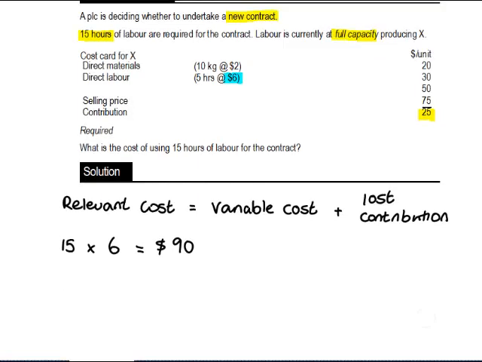Okay, so let's turn our attention to the lost contribution from not making units of X. Now, there's a couple of different ways that we can go at this. First of all, let's think about whole units of X and how many we're not going to be able to produce, because we need 15 hours worth of labour from the labour force that are currently making X at the moment. It tells us in the cost card that it actually takes 5 hours to make 1 unit of X. And that means that in 15 hours, we're not going to be able to make 3 units of X.